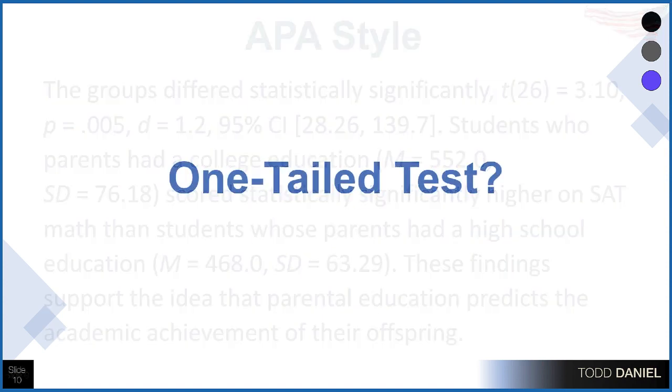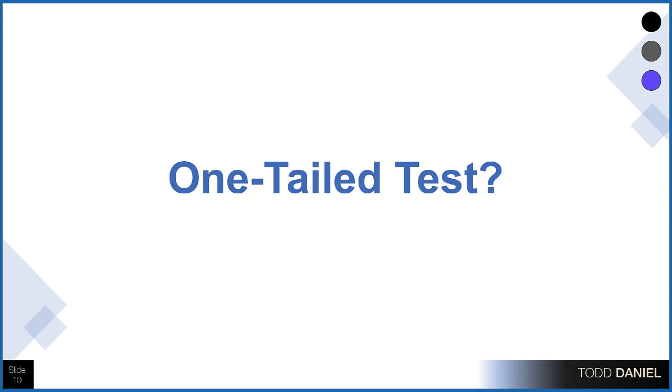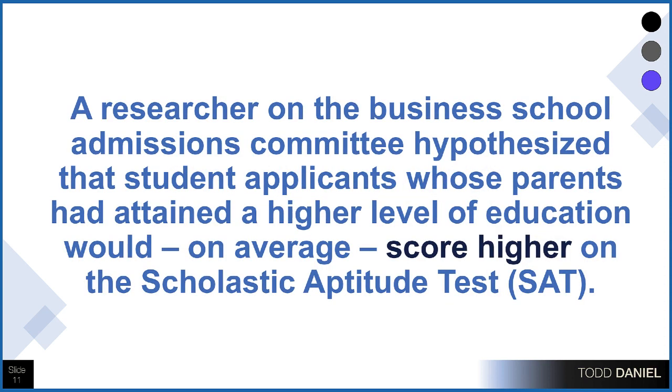Now this raises an interesting question. What if we were going to do a one-tailed test? What if we had set up our research saying that this business school admissions committee had hypothesized that student applicants whose parents had attained a higher level of education would, on average, score higher on the scholastic aptitude test? So we are predicting a direction of change, scoring higher, or in a different setting, scoring lower. How would we adjust the settings in JASP to answer that kind of question? Well, let me show you.